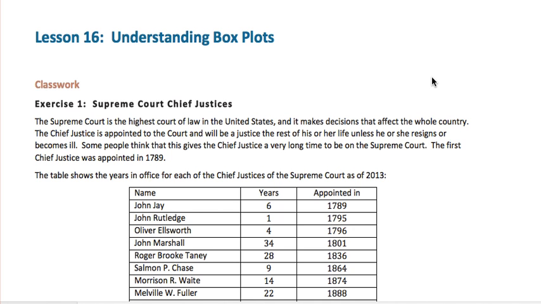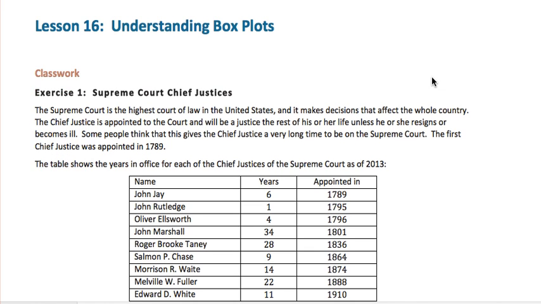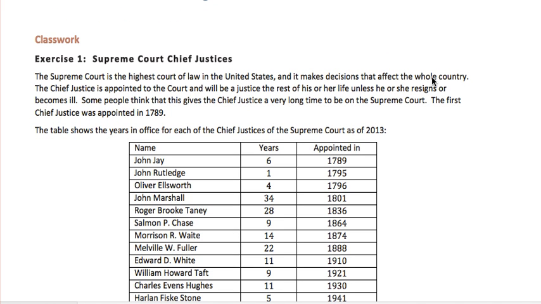In Module 6, Lesson 16, we're going to explore box plots a little bit more and increase our understanding of what the data represents and how to create them. So in our opening exercise, we're looking at a table of Supreme Court Chief Justices, including the year that they were appointed and the number of years that they served.